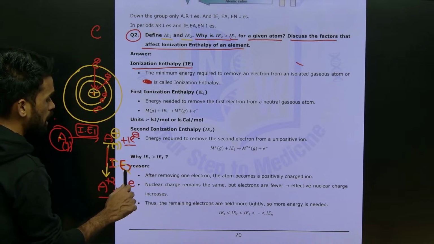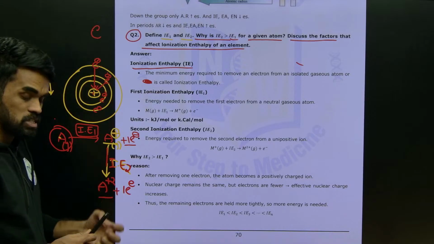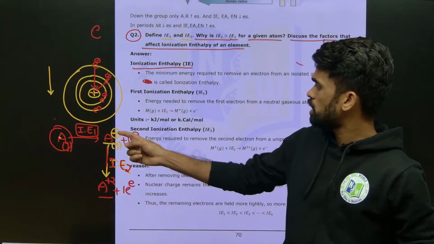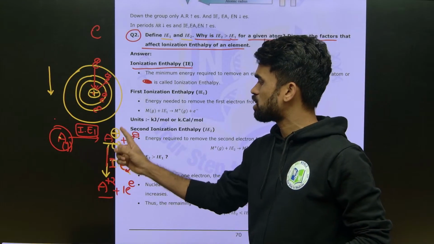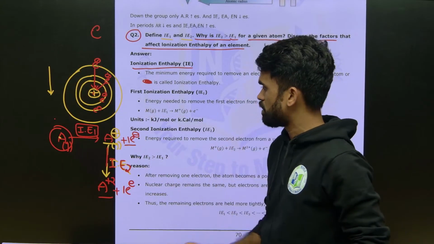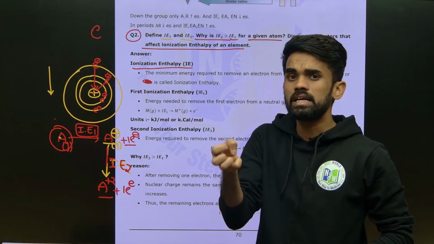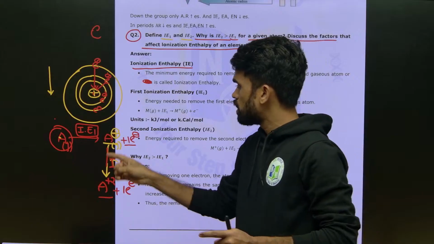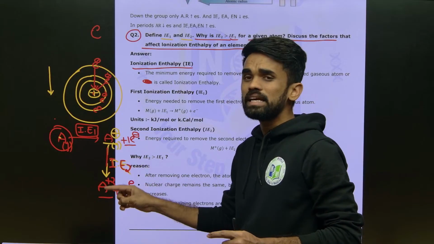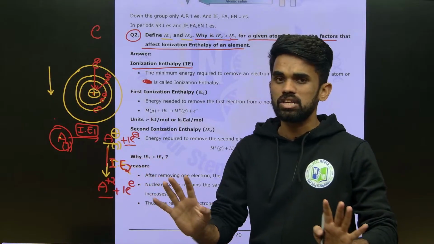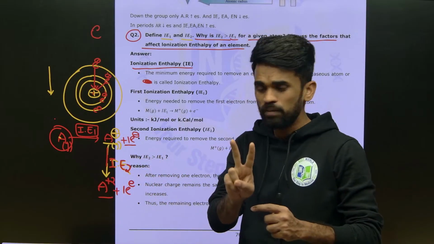Now what does IE1 mean? The amount of energy required to remove an electron from a neutral gaseous isolated atom is called first ionization energy. And what do we mean by second ionization energy? The amount of energy required to remove an electron from a unipositive ion is called its second ionization energy. Okay, so both definitions are clear now.